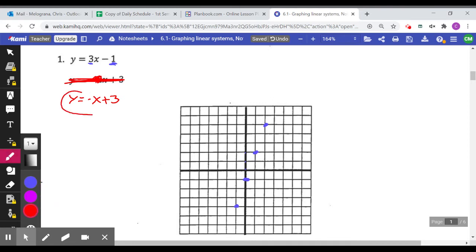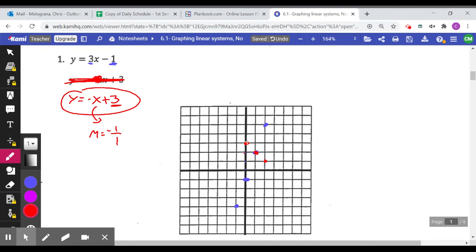All right, this one right here, the b value is 3. So we're going to start at 3 on the y-axis. Now the slope is -1. I'll write this out, -1 over 1. So this means rise over run, I can go down 1 to the right 1. And we actually get this right away. When I go down 1 to the right 1, it's right here. That's the answer. Down 1 to the right 1.